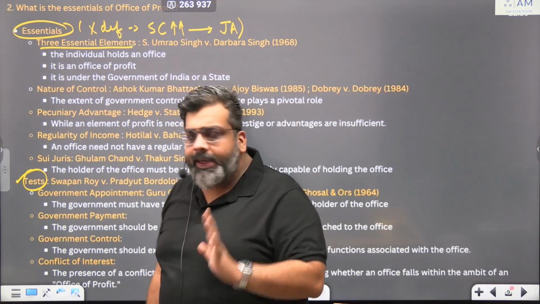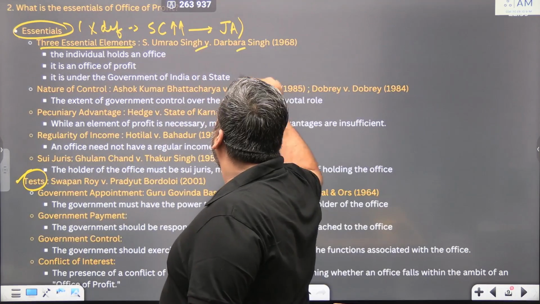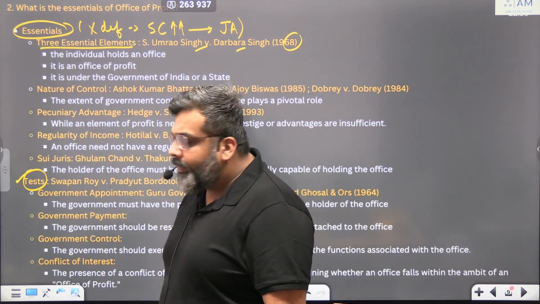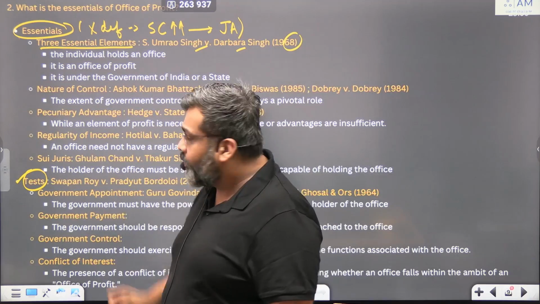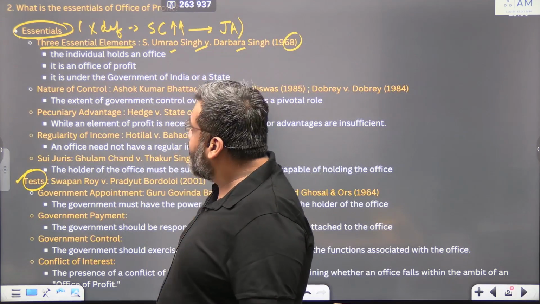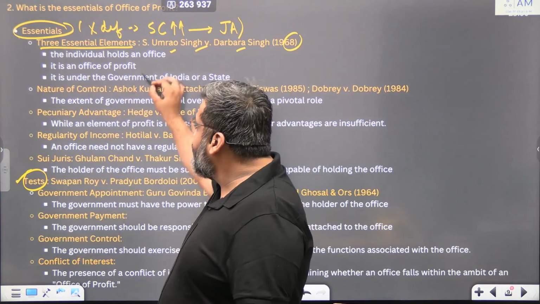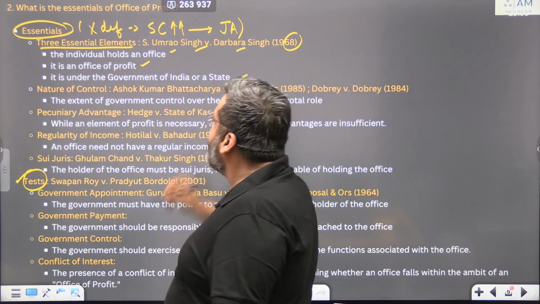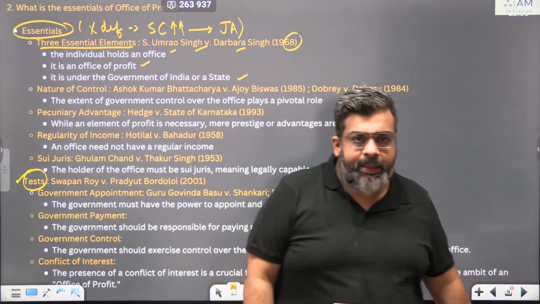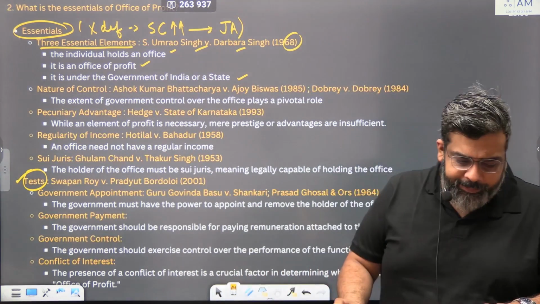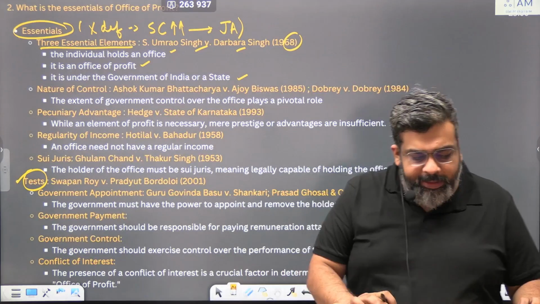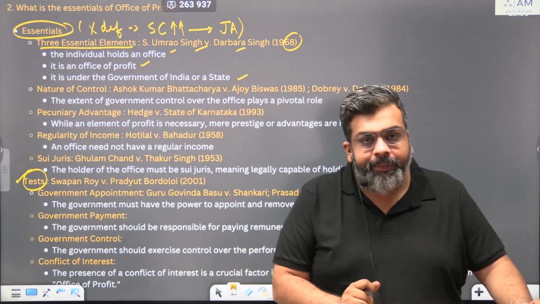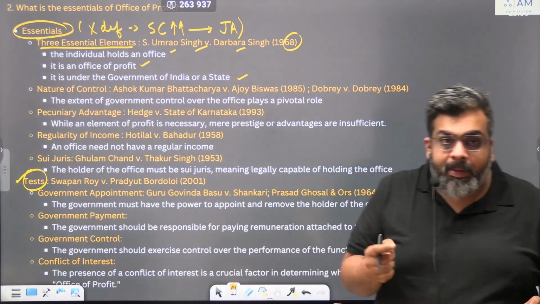I've just given you one case for this. Umrao versus Darbara Singh of 1968. There are 3 conditions. 1, the individual holds an office. 2, it is an office of profit. And 3, it is therefore under the government, and it is under the government of India or the government of any state.